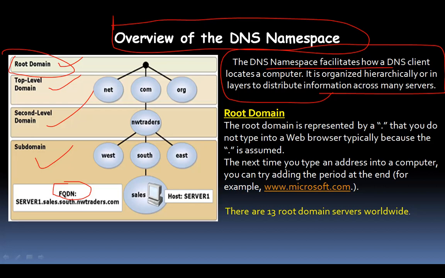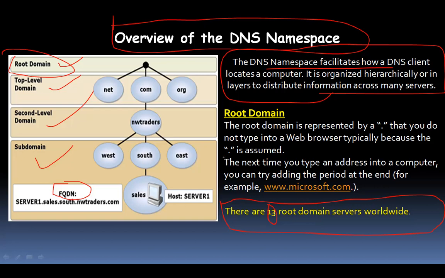For example, the next time you type an address into a computer, you can try adding a period at the end, for example www.microsoft.com. followed by the dot. That trailing dot is known as the root domain. And there are 13 root servers worldwide. This number is unique. So as of now, we have 13 root servers worldwide.